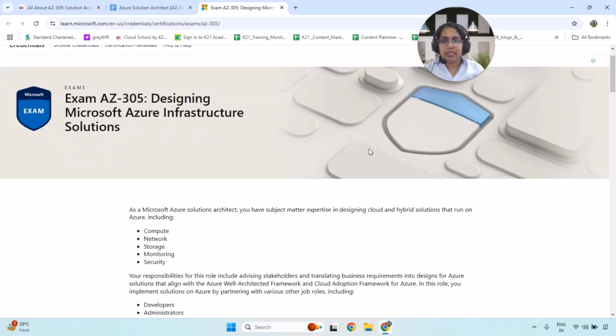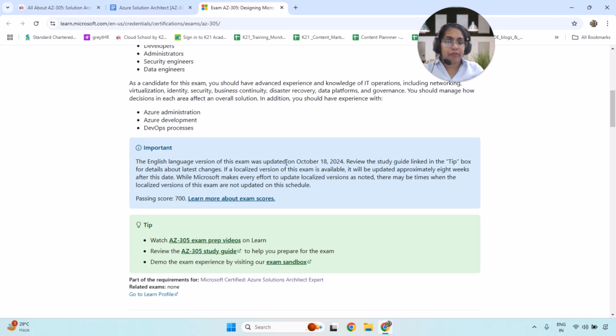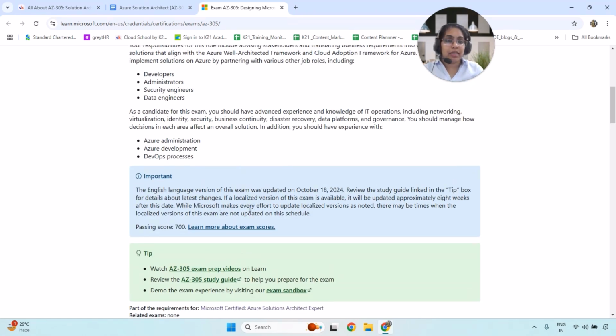Here you can see that the English language version of this exam was updated on October 18th, which means an update happened to this particular certification on October 18th. So what is the pass score? It is 700. This also we will be discussing further.